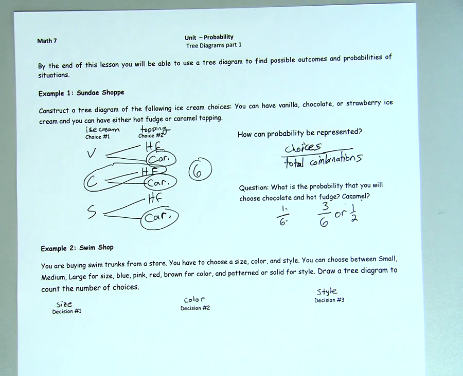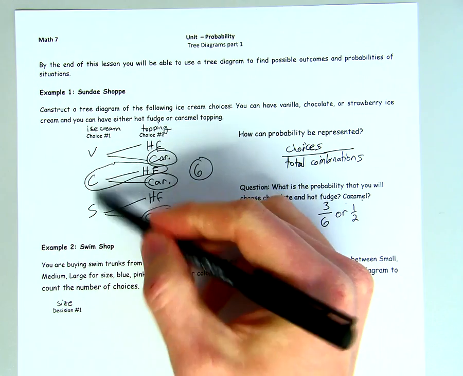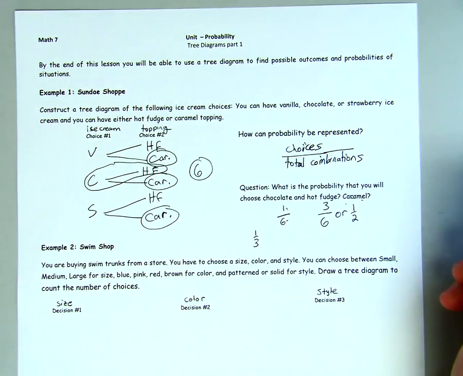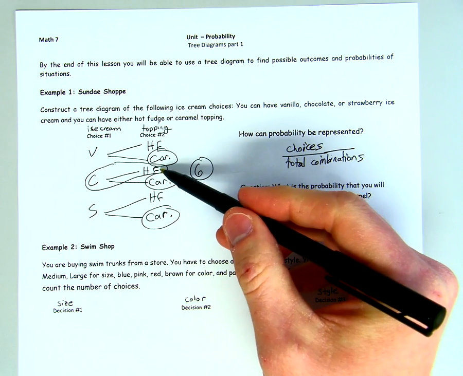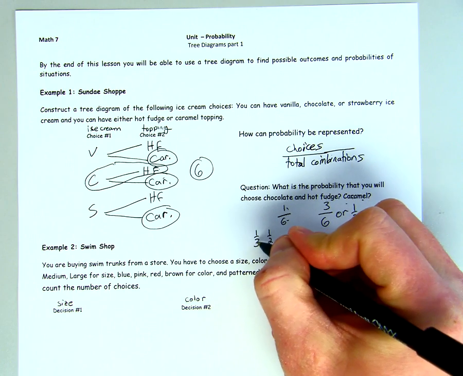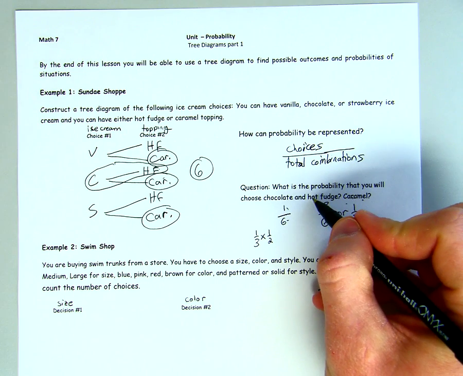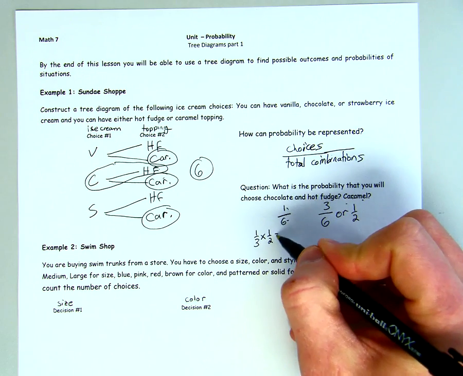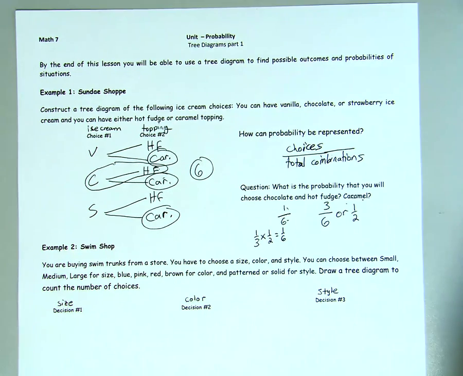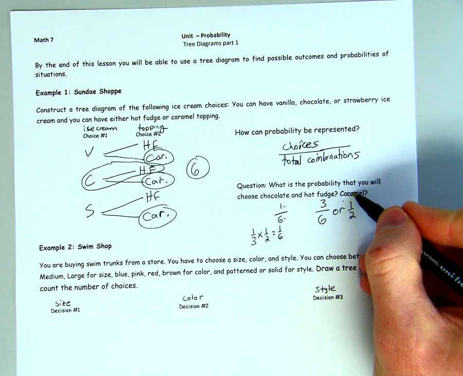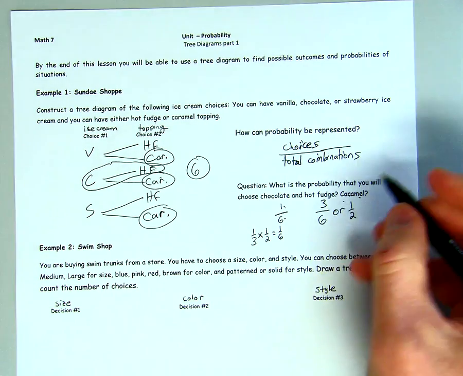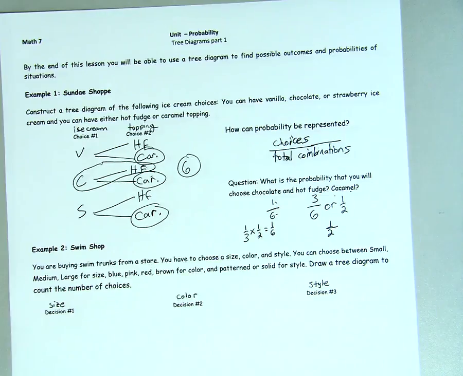Okay. If I wanted to solve these using a number sentence, like I said, if I asked you what is the probability of choosing chocolate and hot fudge, the probability of choosing chocolate is I have 3 choices, 1 out of 3. The probability of choosing hot fudge is 1 out of 2, hot fudge or caramel. So I need chocolate and hot fudge. So I do 1/3 times 1/2 is 1/6, same answer. And then the probability of choosing caramel here, that's just an easy 1 out of 2. I have either hot fudge or caramel, 1 out of 2.